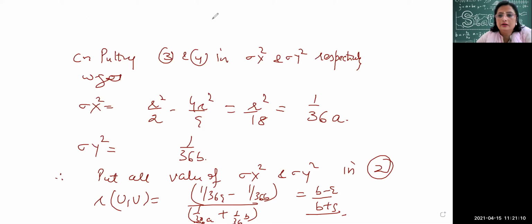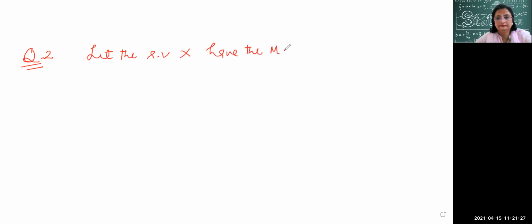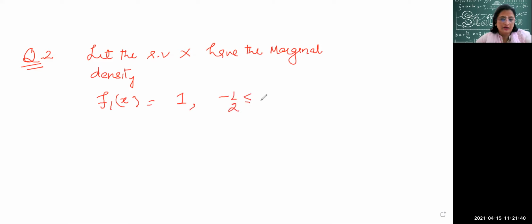Now let's come to the next question. Question number 2. Let the random variable x have the marginal density function, f1 x दिया है हमें. This is equal to 1 when x is lying between -1 by 2 to 1 by 2. This is the marginal density function.